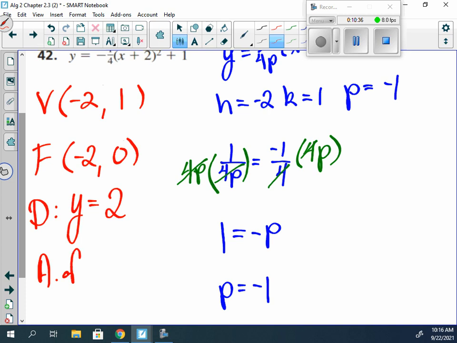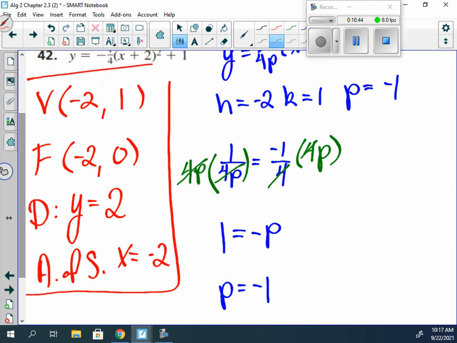And the axis of symmetry is x equals h, which would be negative 2. And that's it. Questions on this here?